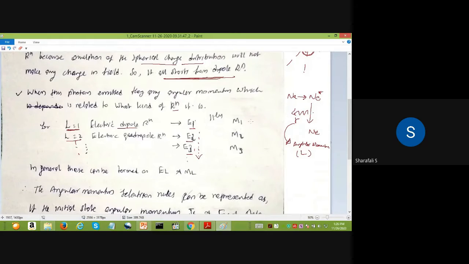If it is magnetic, then it will be M1, M2, M3 type, which means that if the angular momentum of that particular photon is 1, L equal to 1, then it is dipole radiation, and if L equal to 2, it is quadrupole radiation, etc. So the angular momentum of these photons coming out as gamma radiation will determine what kind of radiation it is, whether it is dipole or quadrupole radiation, etc. It will be determined by the L value, the angular momentum of this particular gamma radiation. That has to be noticed.